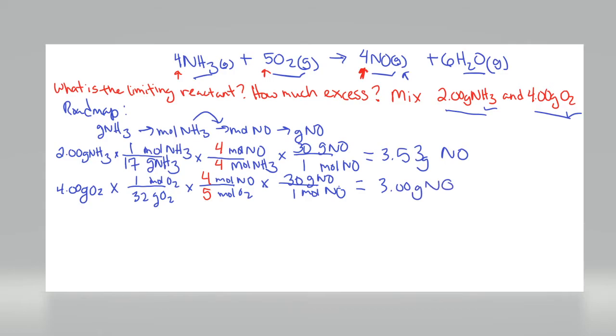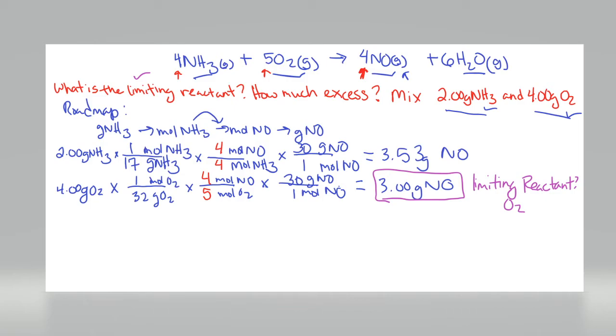Now you need to actually analyze your answers. So the point of a limiting reactant problem is you say, well, if you had these two scenarios, which one made less of the NO? That would be oxygen, because it made 3 grams instead of 3.53. So your limiting reactant is O2, okay? That means NH3 is your excess. So we've answered part 1. The limiting reactant is oxygen.